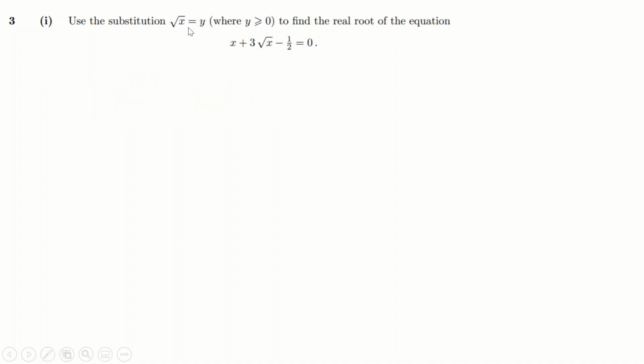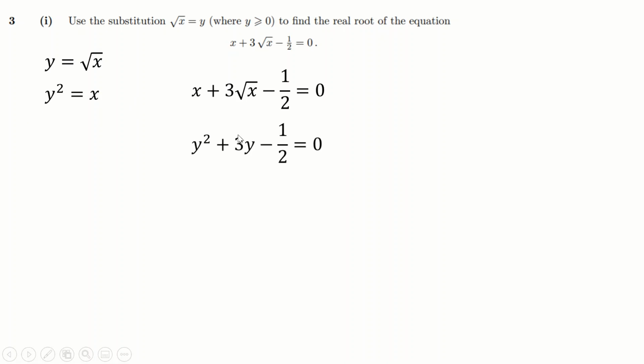So it says use this substitution, so let's just get that substitution down. Now to solve this, if I'm going to substitute in here, I'm going to need to know what x is. So if I square both sides, I get y squared as x. That's good. So now I can put these things in here. This is y squared, that's x there. The root x is clearly just y, and then I leave the rest of it. However, I'm going to times everything by 2 because I don't like fractions.